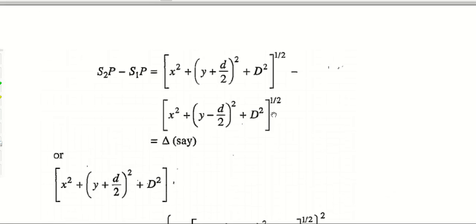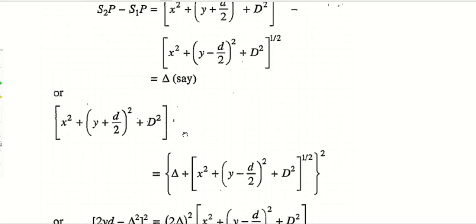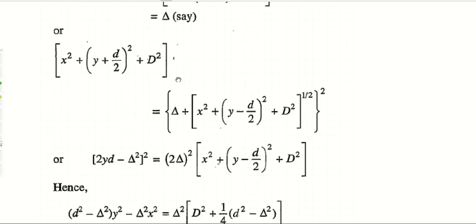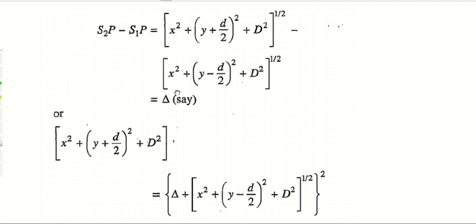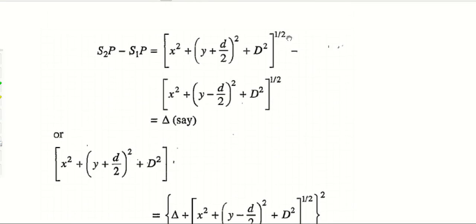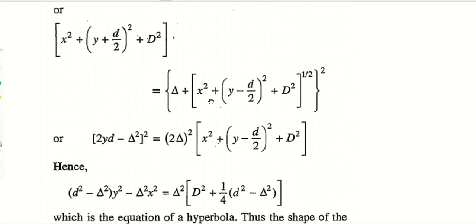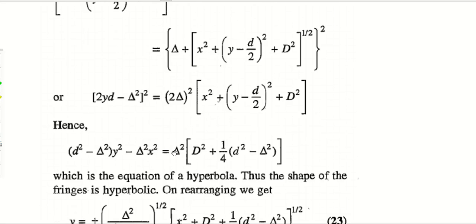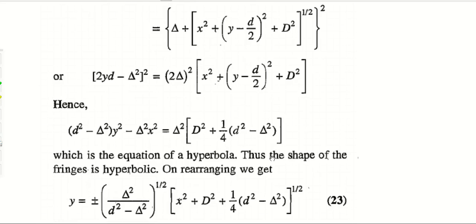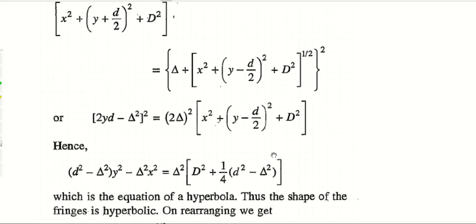It is very straightforward to calculate the path difference S2P minus S1P, which is delta, say. Now if you take this minus on the right side, keep this root on the left side, and square them up, then the power half will vanish, and the squares can be calculated and shortened to form this formula, where you can see y square by some constant minus x square by some constant is equal to 1. So this is the equation of a hyperbola. So hyperbolic fringes appear here in Young's interference experiment.